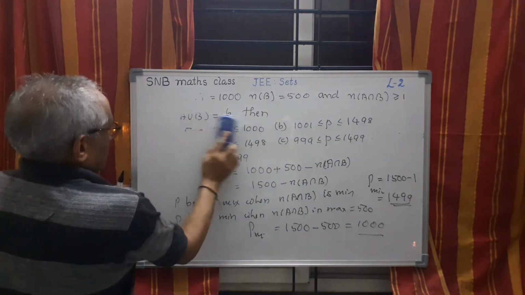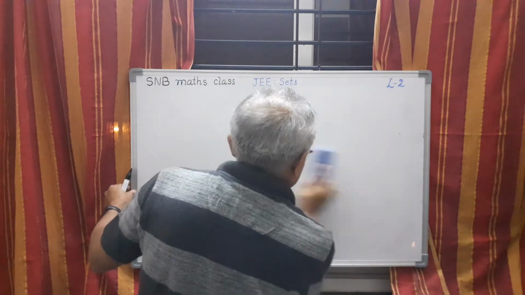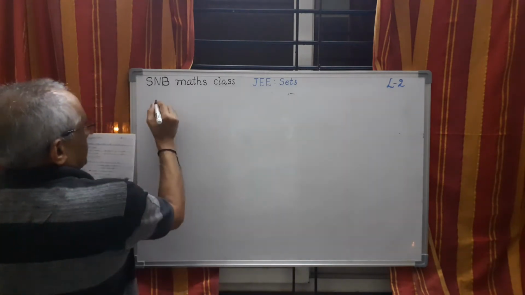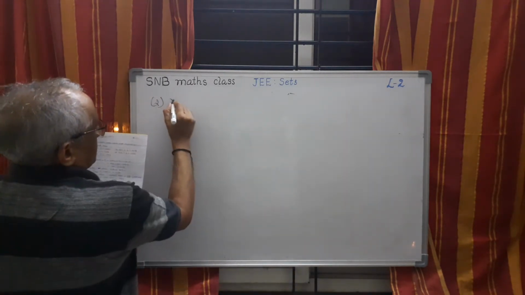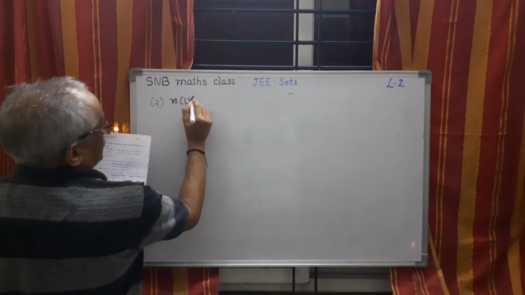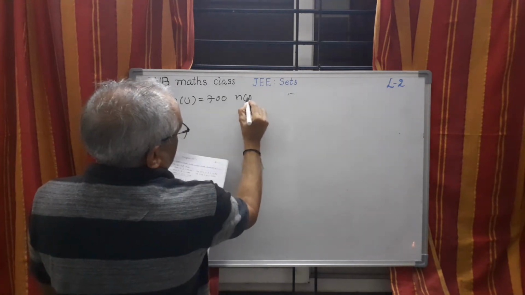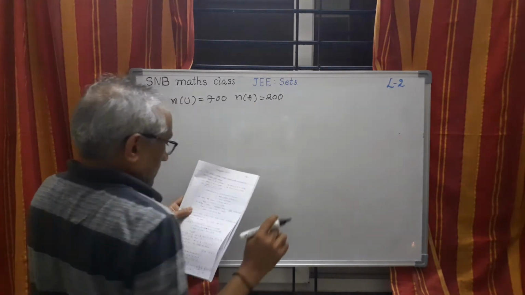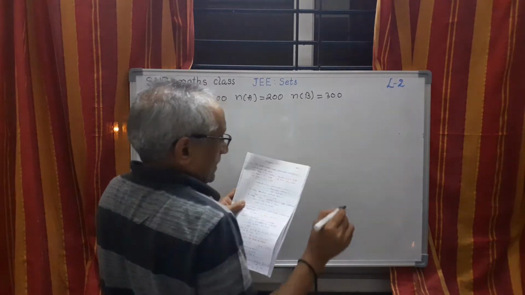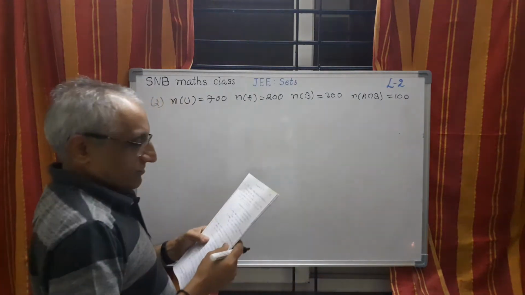Let us take the next question. Next question is, number of U equal to 700, and number of A equal to 200, and number of B equal to 300, and the number of A intersection B equal to 100. These are the informations given.